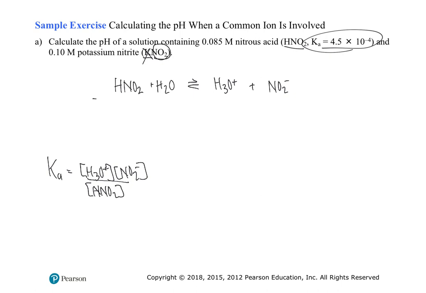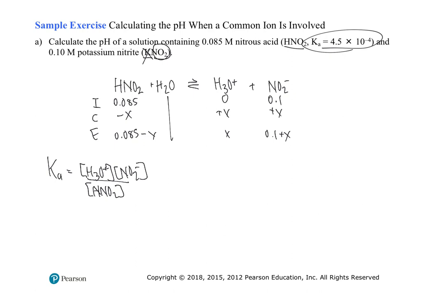Okay, and so initially I have 0.085 molar of nitrous acid, and then I also have 0.1 molar of nitrite. No hydronium, so then I'm gonna lose some reactants. I'm gonna gain some products.